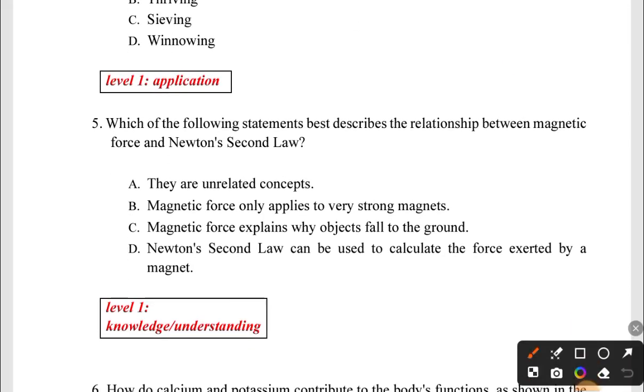Question 5. Which of the following statements best describes the relationship between magnetic force and Newton's second law? A. They are unrelated concepts. B. Magnetic force only applies to very strong magnets. C. Magnetic force explains why objects fall to the ground. D. Newton's second law can be used to calculate the force exerted by a magnet. The answer to question 5 is D.